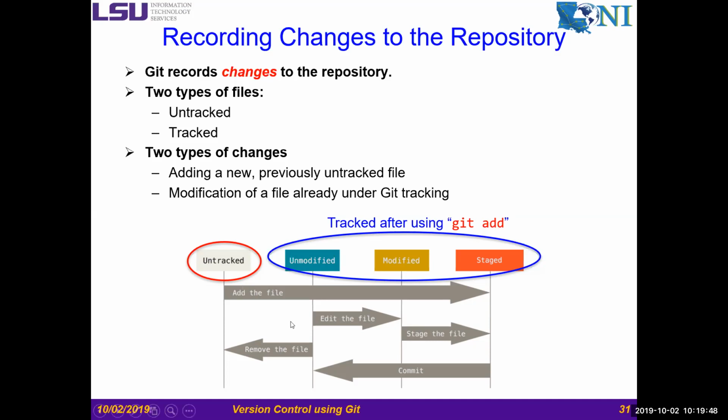This is a picture I actually grabbed from the Git SCM book. I think it gives you a better idea about the difference between untracked and tracked, and should be easier for you to understand. In order for Git to track the changes of your files, you need to let Git know that. How do you let Git know that? By using git add and git commit.